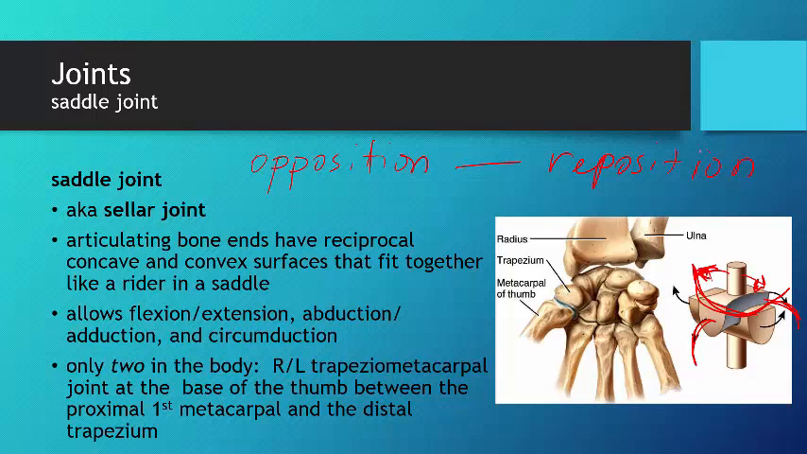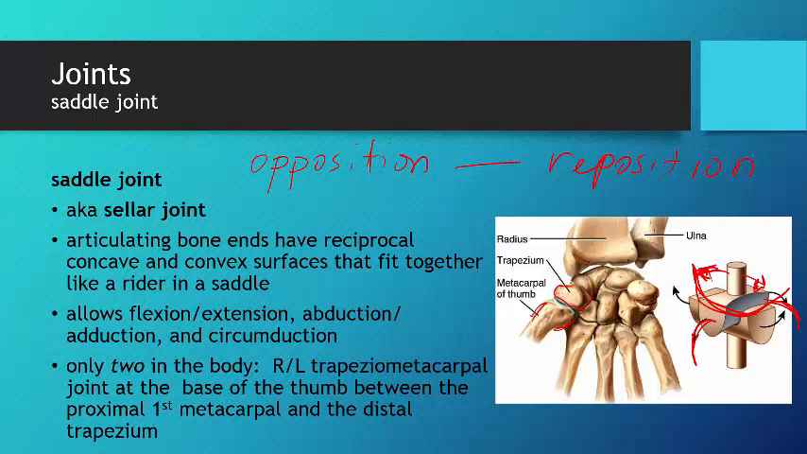metacarpal in the thumb. The proximal end of the first metacarpal makes a joint with the distal surface of the trapezium. So here we have the base of the thumb, that metacarpal, and here's the trapezium. This joint here is one of these saddle joints. If you want to see what opposition looks like, bring your thumb and pinky together. That's opposition. And then if you put them back so that your hand is flat once more, that's reposition.